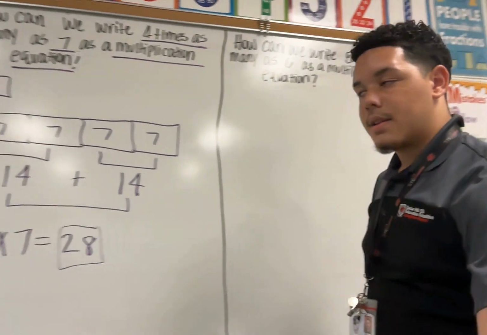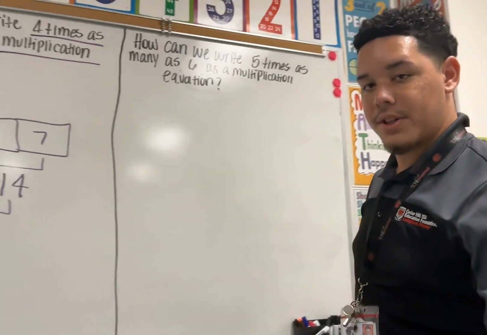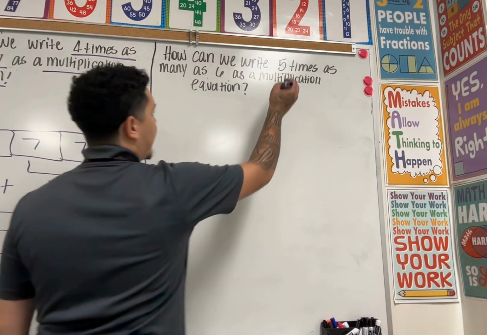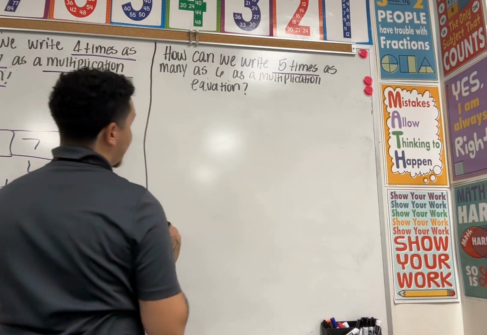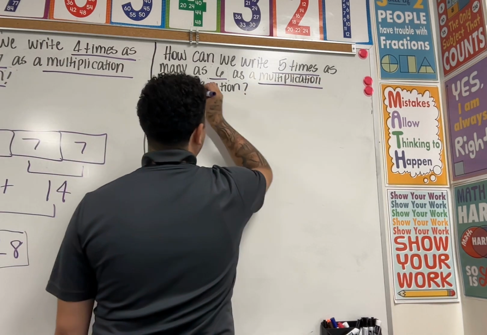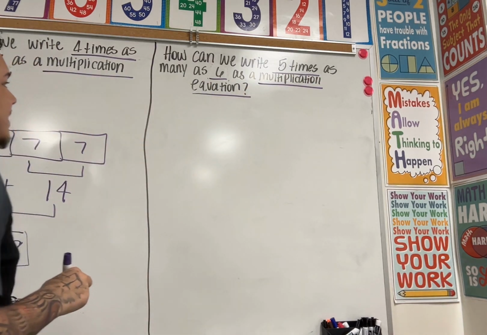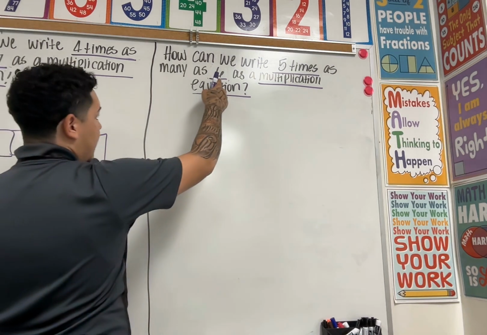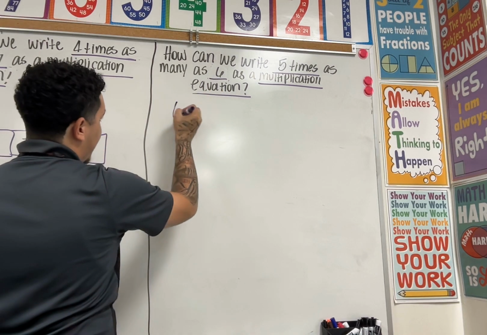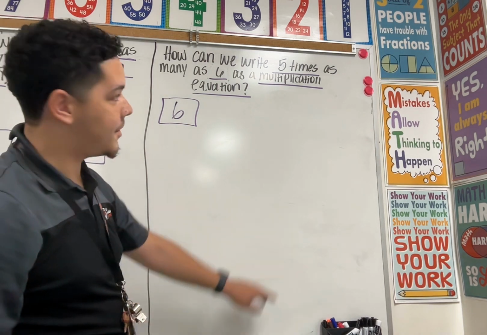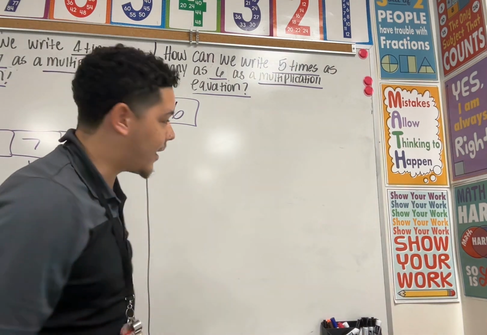All right. So let's take a look at this question here. This question says, how can we write 5 times as many as 6 as a multiplication equation? All right. I want to write 5 times as many as 6 as a multiplication equation. So I'm going to draw my bar of what? 6. So I'm going to do my bar of 6. And I'm going to extend this bar how many different times? 5 different times.